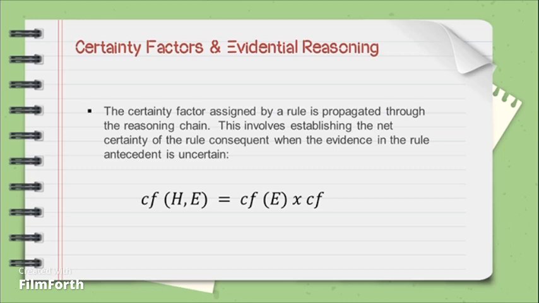The certainty factor assigned by a rule is propagated through a reasoning chain. This involves establishing the net certainty of the rule consequent when the evidence in the rule antecedent is uncertain. So this is the formula for getting the certainty factor.